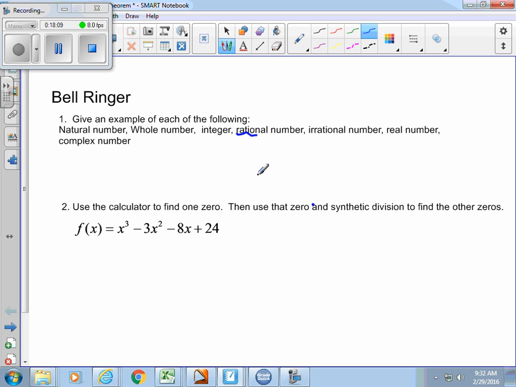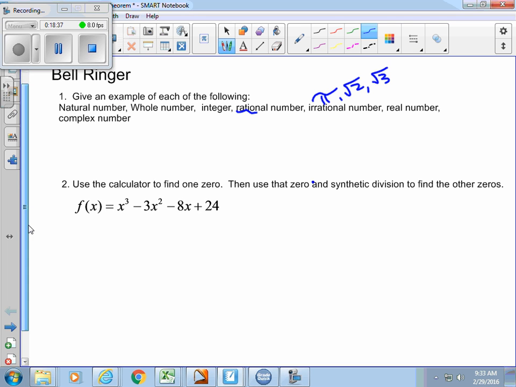Irrational numbers are ones that can't be put into a fraction, and those are strange. These are like pi, square root of 2, square root of 3. Is the square root of 4 irrational? No, why not? Because it's 2, so it's rational. Real numbers are all of those things. Complex numbers are things with eyes. So just a quick review of some number systems.